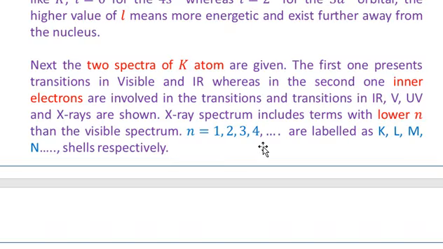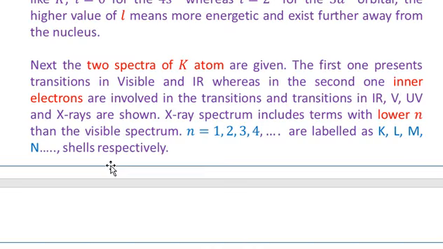So n equal to 1, 2, 3, and so on are labeled as K, L, M, and N shells respectively. In the next, I am going to show you two spectra for the potassium atom. In the first spectrum, the potassium atom will start from its ground state, which is the 4s state, and other higher states will be given. But in the second spectrum, I am going to give you the spectrum of the potassium atom starting from n equal to 1. That is, I am talking about the inner electrons.